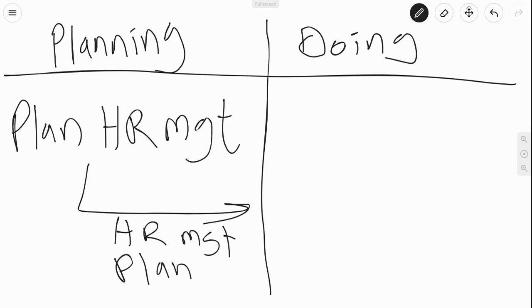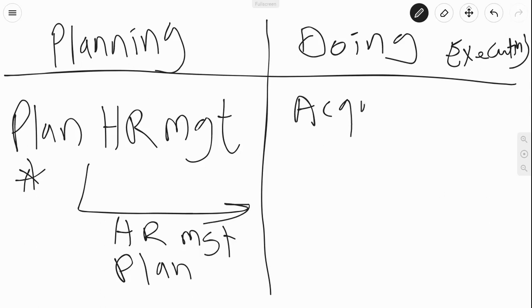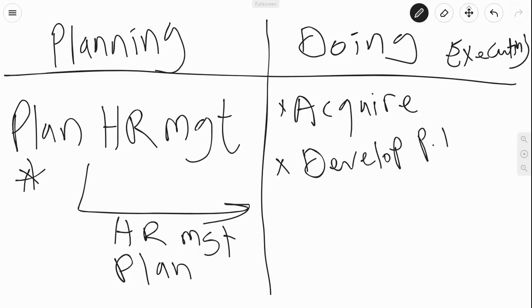This is not where we are doing. This is where we're planning. So nobody's acquiring the team at this point. Nobody's developing the team. Nobody's managing the team. But the moment you get into doing, which really is executing, okay? This is really executing. When you get into executing, at this point, you begin to acquire the team based on your plan, right? You begin to develop them and reward them. Reward them, recognition, right? You begin to develop the team.